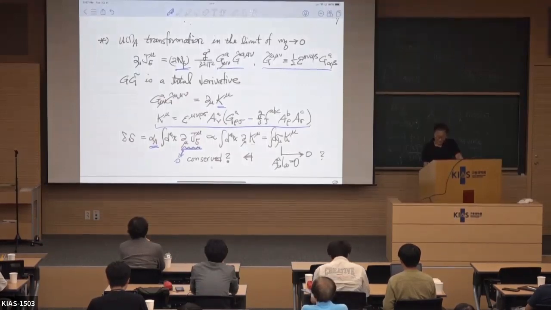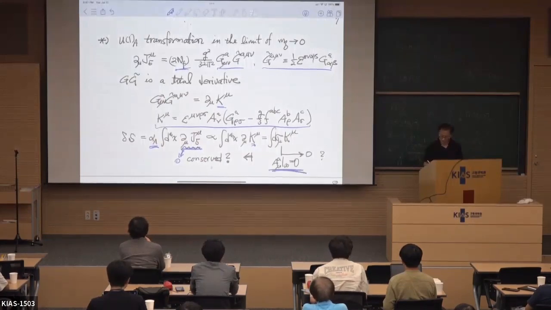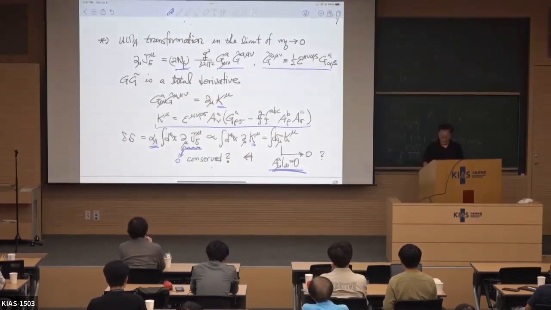But having the total derivative, we can take this volume integral to a surface integral, and then you go to the infinity surface. Then at the boundary, usually you assume that all the fields vanish. So taking this trivial boundary condition, this goes to 0. Then again, should this mean that this current is conserved? So there is no U(1)_A problem. Then it's a bit difficult to understand why eta prime is so heavy.